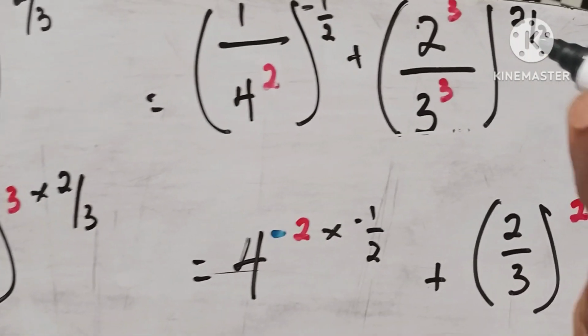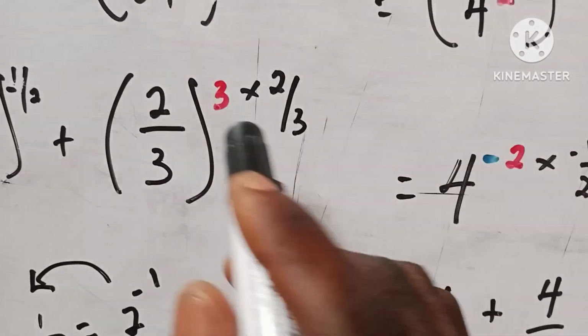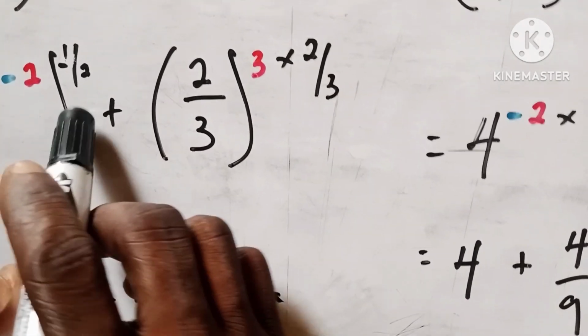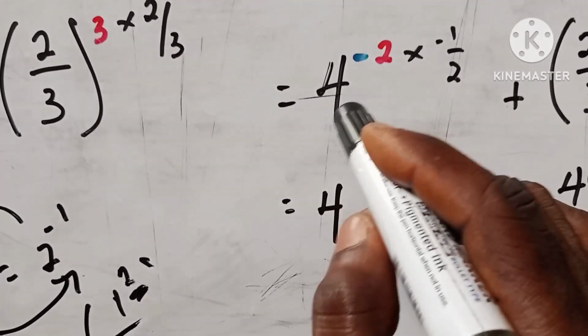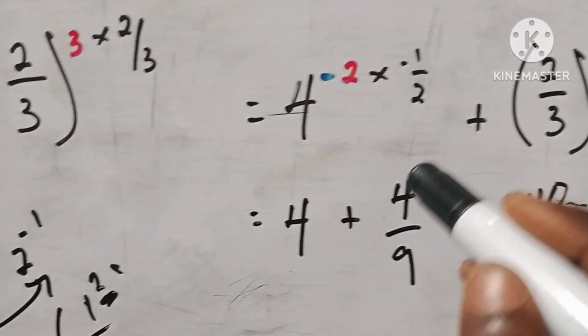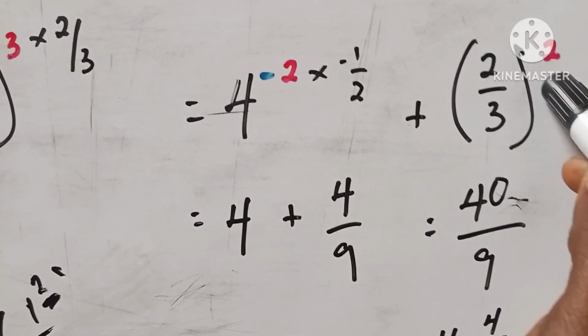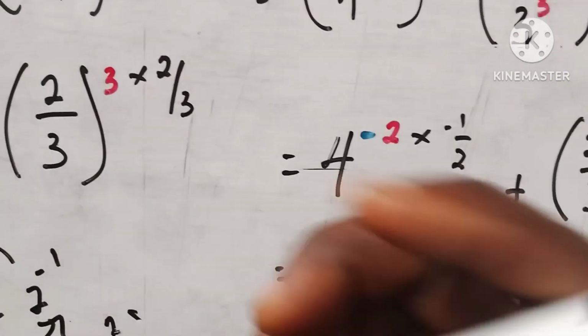Remember, there's a 2/3 here already, so these two are multiplied. So performing the operation from this point, you have 4 raised to the power -2 multiplied by (1 - 1/2), and then plus 2/3, everything raised to the power 2, right? The 2 is coming from this one.